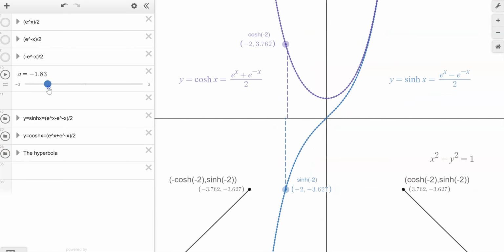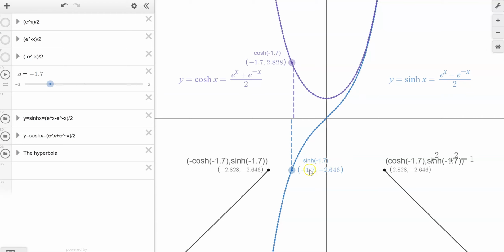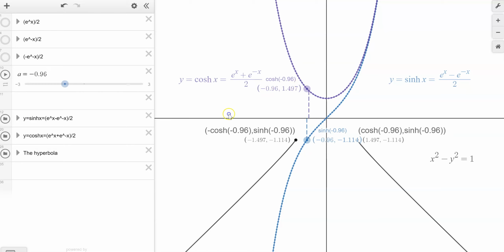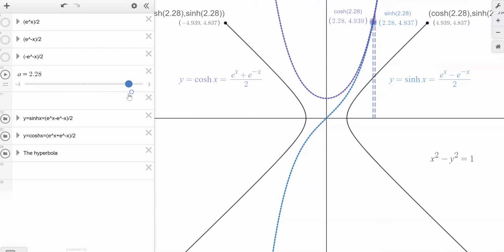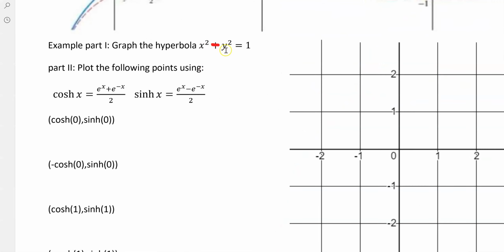So if we look at it with values, you can see that for negative 1.7, we get negative 2.646. That is our y coordinate, and that is our x coordinate. And then as we go through every single x value all the way across, what we're going to be doing with these hyperbolic functions is creating a hyperbola. And that hyperbola is x squared minus y squared equals 1.